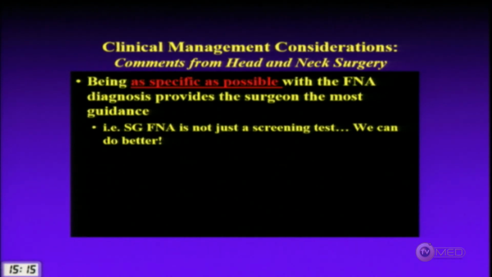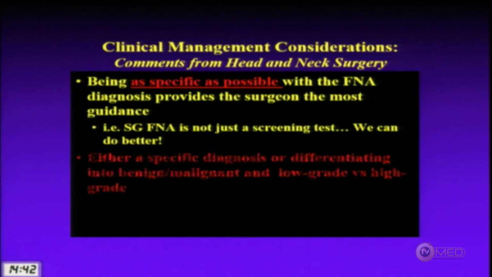So what does the surgeon want to know from us? He wants us to be as specific as possible. Now, I realize, again, the Milan system is established because we know that on cytology, we can't always get to a specific diagnosis. But the beauty of it is that even if we can't get to a specific diagnosis, we can tell him or her what the risk of malignancy is for that nodule. So salivary gland FNA can be used as a screening test, but I think we can do even better, especially when we can get material for ancillary studies.